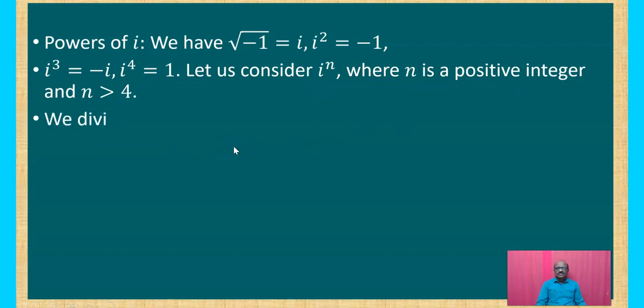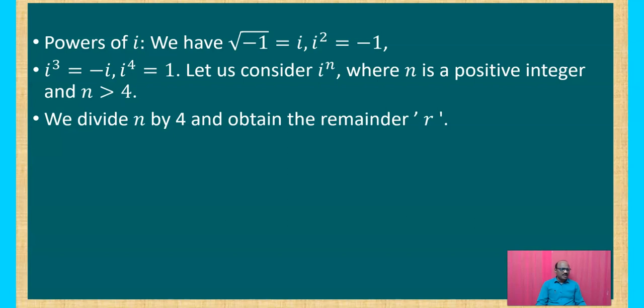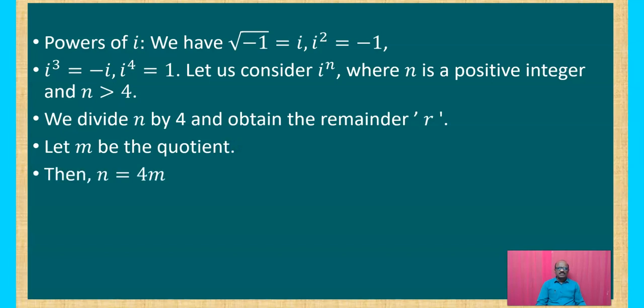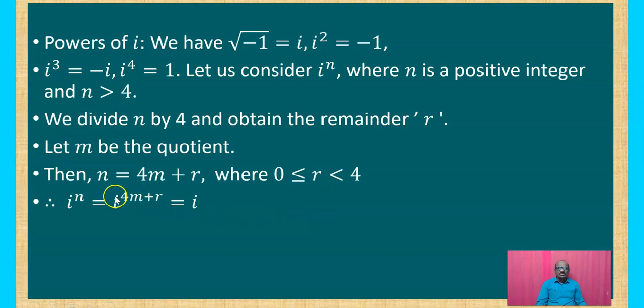4. We divide n by 4 and obtain the remainder r. Let m be the quotient. Then n is equal to 4m plus r, and the value of r must lie between 0 and 4, and not 4. Therefore, i raised to n is equal to i raised to 4m plus r. That is nothing but i raised to 4m into i raised to r.